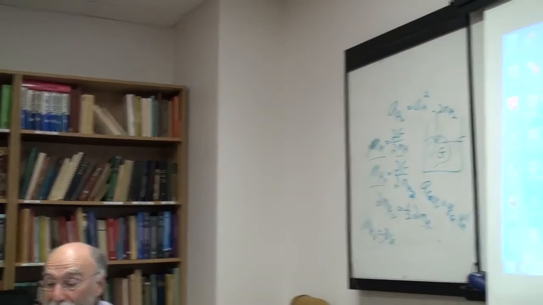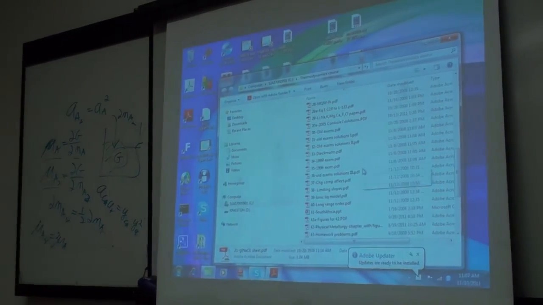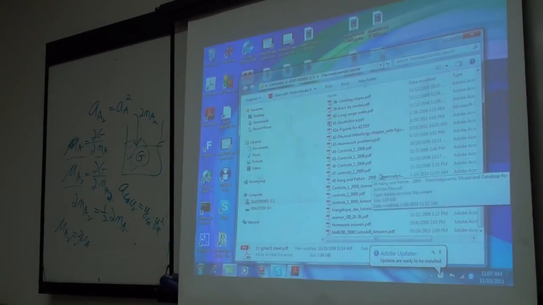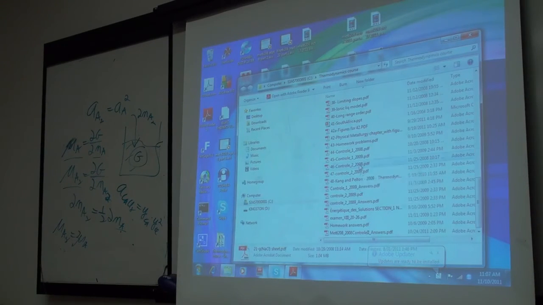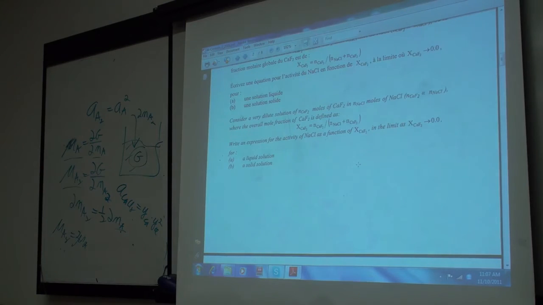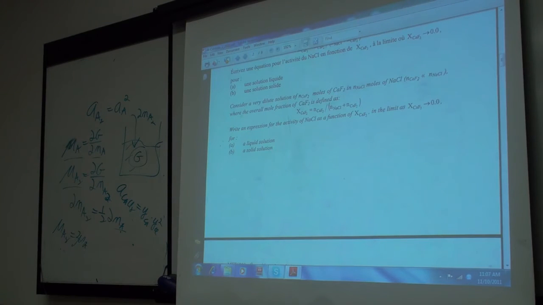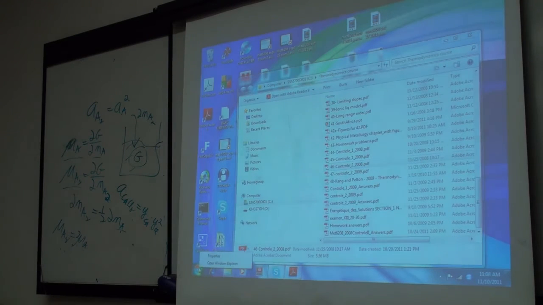Okay, so now let's go back to 2008, number 2. Alright, so now we have a very dilute solution of calcium fluoride and sodium chloride. Write an expression for the activity of sodium chloride as a function of calcium fluoride in the limit as the mole fraction of calcium fluoride goes to 0, for a liquid and for a solid. So sodium chloride, NaCl, is the solvent, and you're adding a small amount of calcium fluoride. Do I have that answer on here? I probably don't.